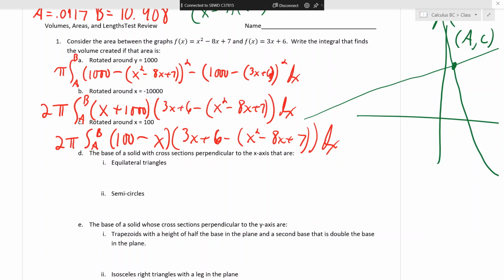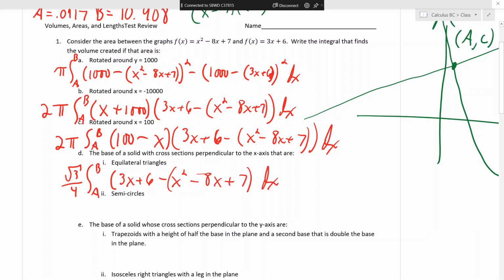Okay. Then we saw these cross sections, but they're perpendicular to the x-axis, which is what we want. Okay. The next part's y-axis, which is a pain in the butt. But if they're equilateral triangles, everybody knows the equation for the area of an equilateral triangle is root 3 over 4 times the base squared. Okay. So we're going to integrate all those up. And the base is just 3x plus 6 minus x squared plus 8x minus 7, dx squared.